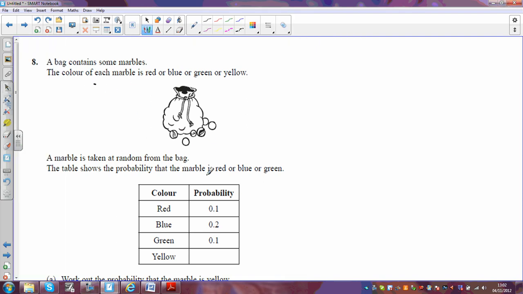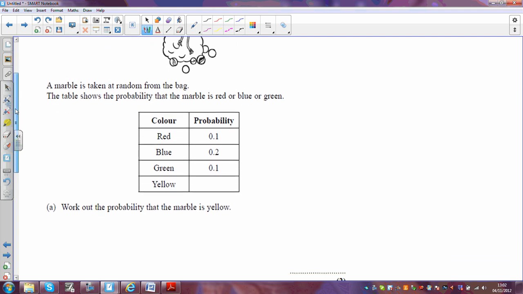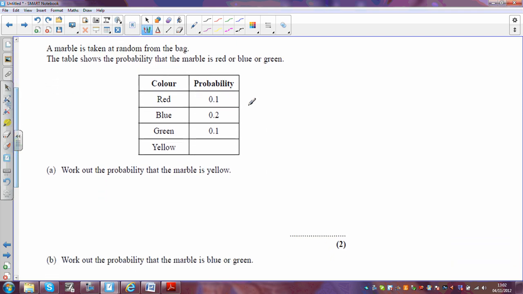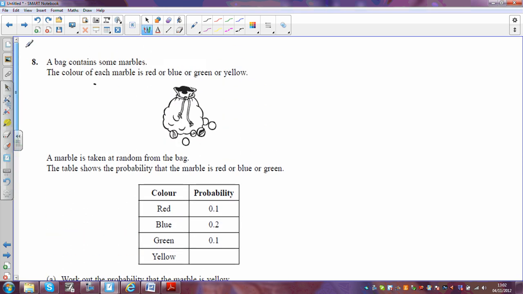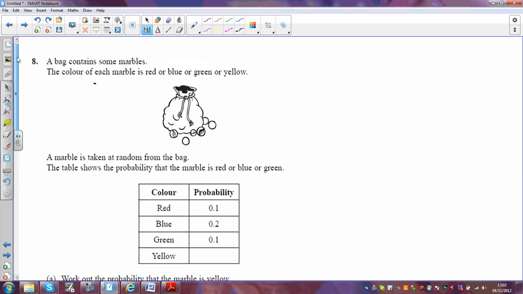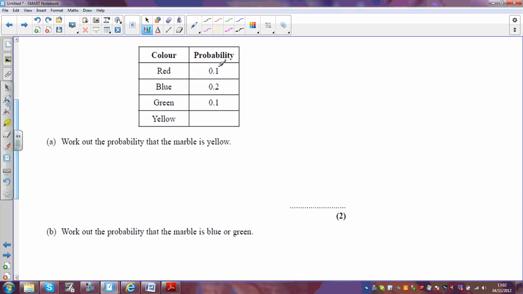Okay, so we've got a question here about marbles. What we must remember is that when we're working out probabilities, the total probability has to equal 1. In other words, every marble in the bag, we just check the question, has to be red or blue or green or yellow. So the probability of getting one of those colours must be 1 in total. So if these probabilities add up to 0.4, as you can see, yellow must be 0.6, because 0.4 plus 0.6 is 1. Okay, that's really quite easy.